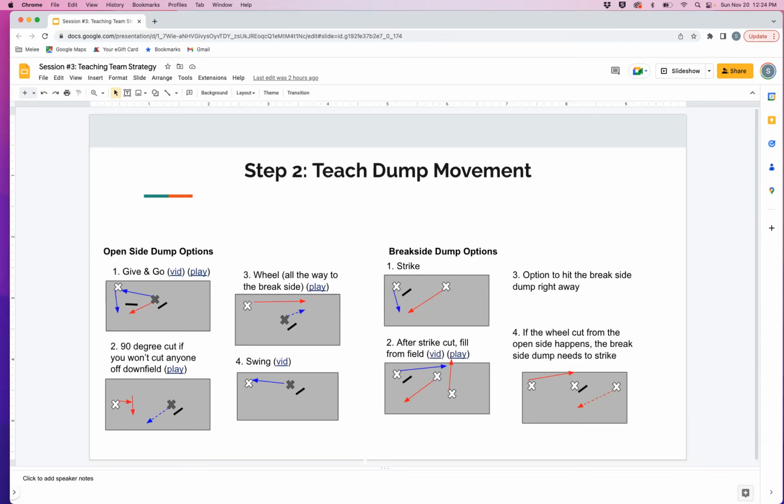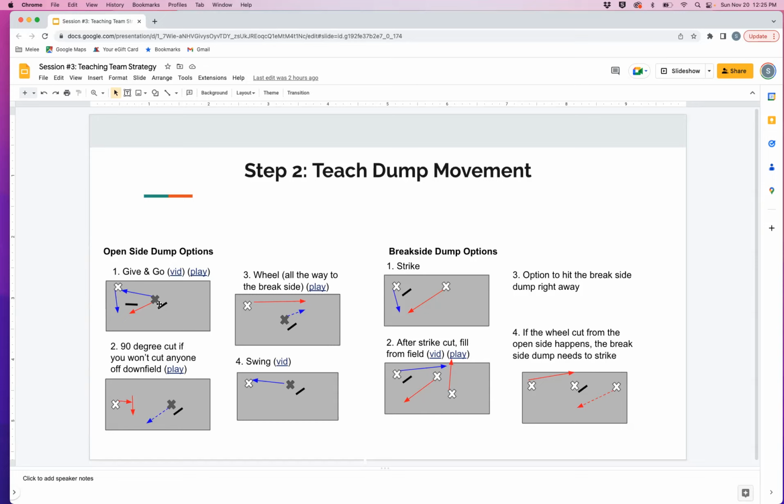It gets people, again, moving in space, practicing angles, practicing shapes, and throwing, right? And you're not taking time in the beginning to teach a full team strategy before you taught the basic concept. So this is a great basic concept to teach, and it'll be sort of like the foundation for your other full team strategies. So these are some options of dump movement. Again, these are not all of the options that you can have. These are just examples of things that you could teach your team.